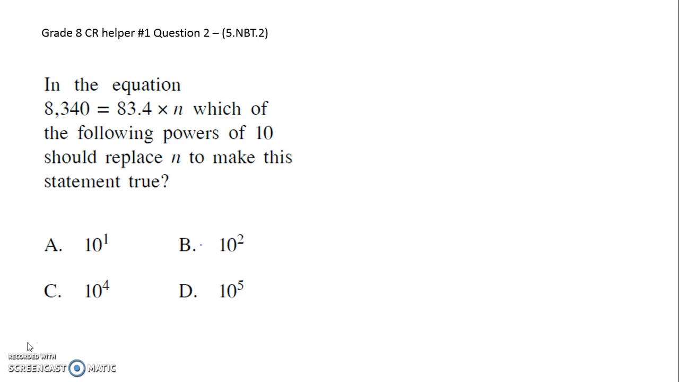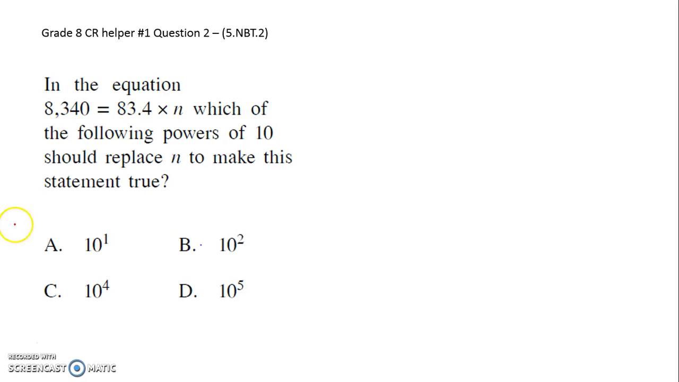It says in the equation, 8,340 is equal to 83.4 times n. Which of the following powers of 10 should replace n to make this statement true? Okay, so there's lots of ways to go about this. One way could be guess and check. If you're given a multiple choice problem, guessing and checking is fine.